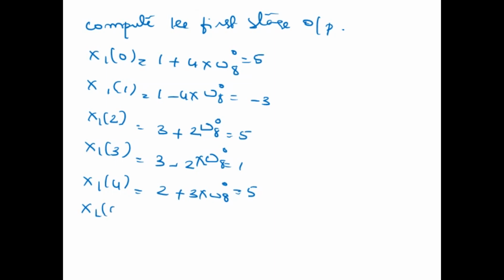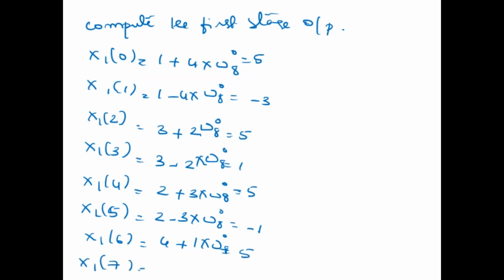X1 of 5 is 2 minus 3 into omega 8 of 0, which is minus 1. X1 of 6 is 4 plus 1 into omega 8 of 0, which is equal to 5. And X1 of 7 is equal to 4 minus 1 into omega 8 of 0, that's equal to 3. These are the output for first stage. Let us find the second stage output.